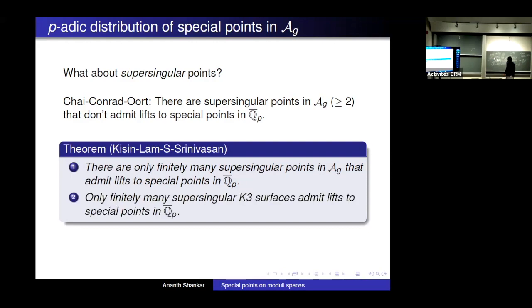And we also prove that only finitely many super-singular K3 surfaces admit lifts to CM K3 surfaces once P is at least 5. We expect the same to be true for P equals 2 and 3, but as soon as P is at least 5, then only finitely many super-singular K3s admit CM lifts. And what happens when you're neither ordinary nor super-singular? Well, we have precise theorems there as well, but stating them requires too much setup, so I won't say anything there.